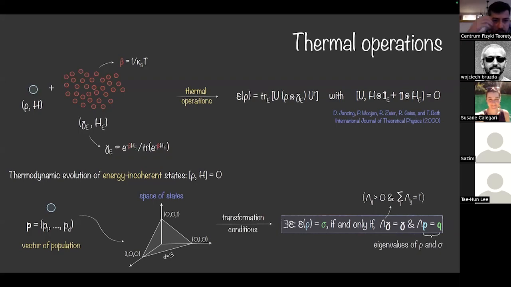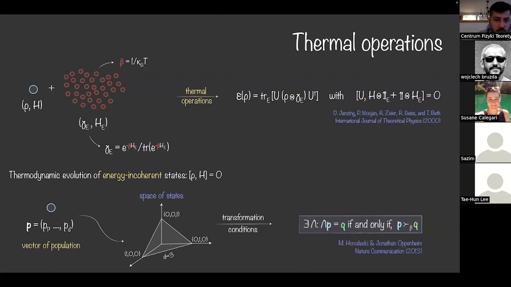I like this result very much because we started within a very general picture discussing density operators evolving under CPTP maps. Then I restricted my description to energy incoherent states. So from density operators, we moved to looking at probability distributions. And this result tells us that we can discuss state transformations at the level of stochastic matrices which preserve the Gibbs state. But the question that I would like to ask is still unanswered, namely, given two probability vectors, whether there exists a thermal process between them.